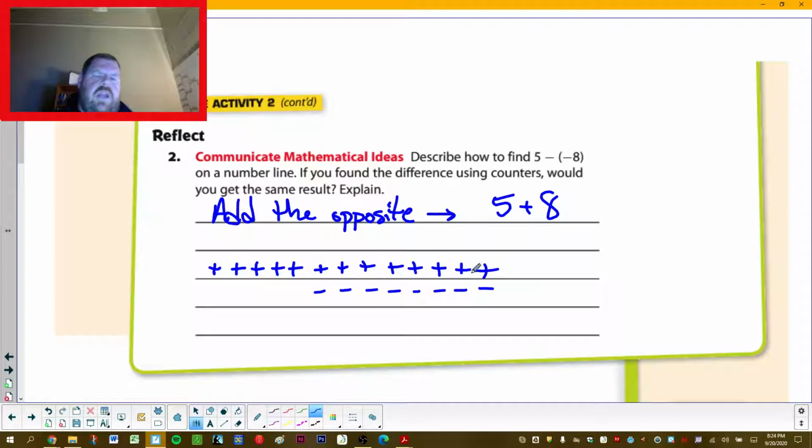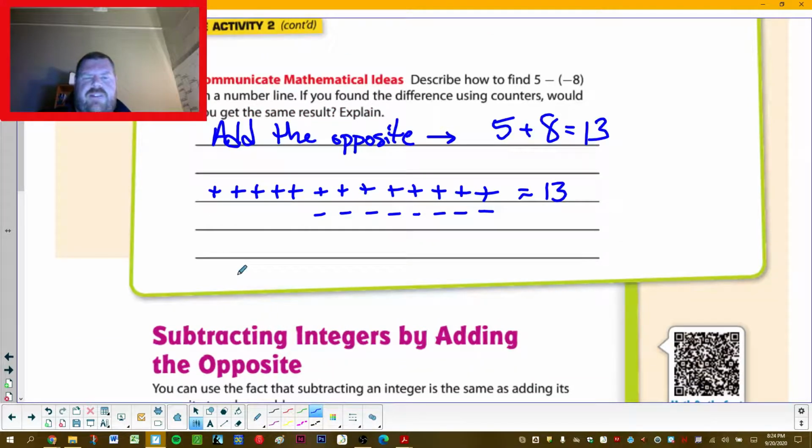So those are all 8 zero pairs. Now I have my negative 8 that I could take away. Awesome. And what am I left with? 1, 2, 3, 4, 5, 6, 7, 8, 9, 10, 11, 12, 13. So we end up with positive 13. Is that the same thing we got here? I think it is. Okay. So we do get the same result. Sometimes I count explaining as just doing it.